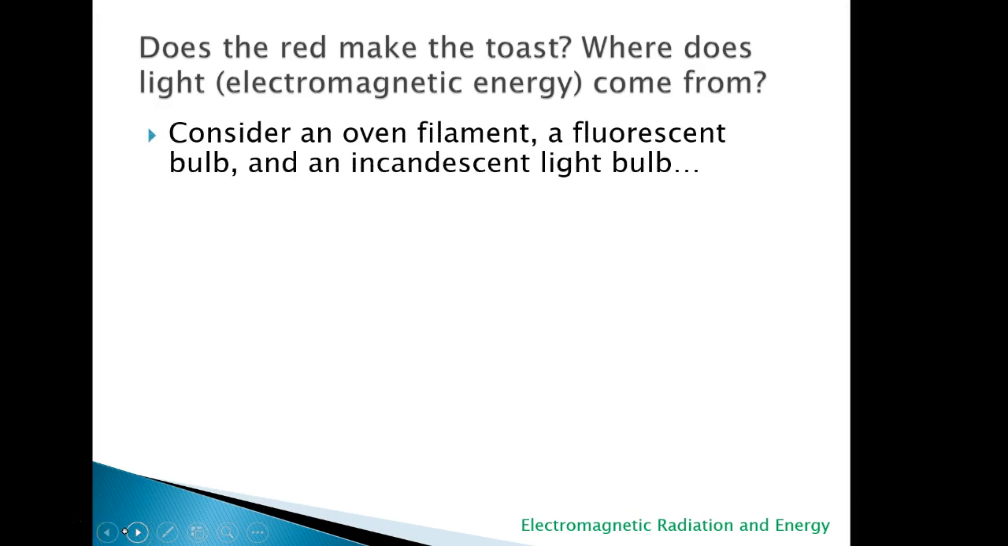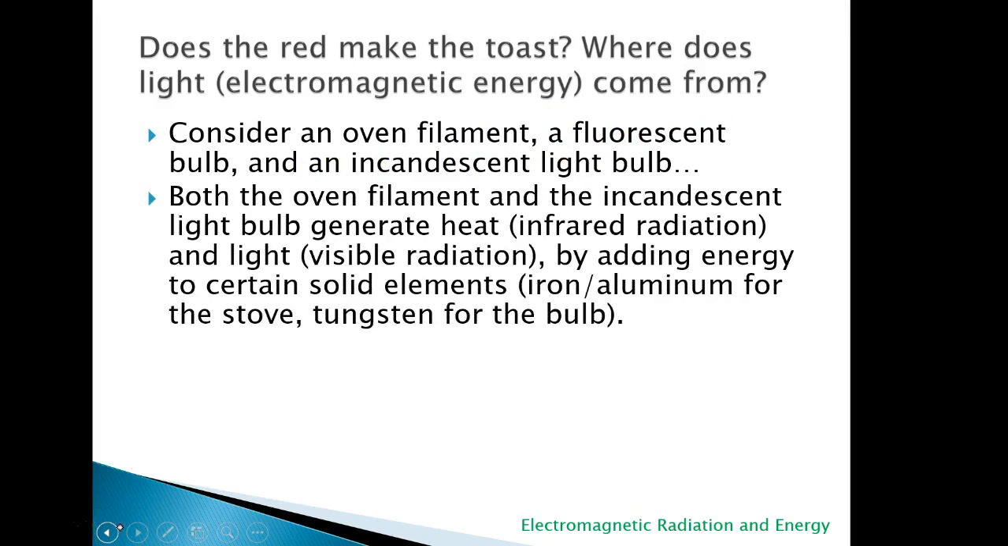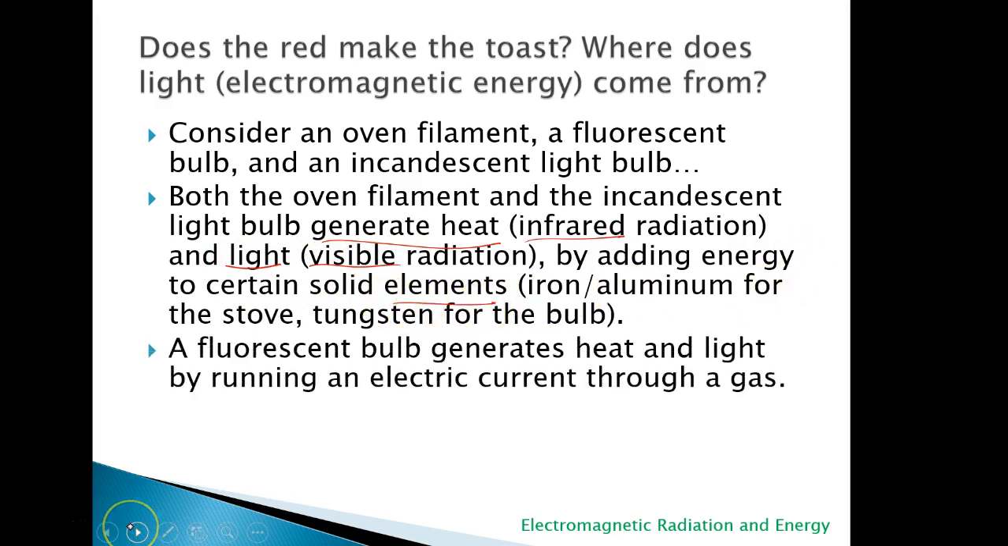So if you're looking at your oven, you turn on your oven, you flip on a switch on your nightstand light, or whatever, you see an incandescent light bulb or a fluorescent light bulb like we have in here, what happens is they generate heat, okay, that's infrared radiation, remember where that is on the spectrum, and light, which is in the visible part of the spectrum. And what they do is they add energy to the elements, and they start to glow.